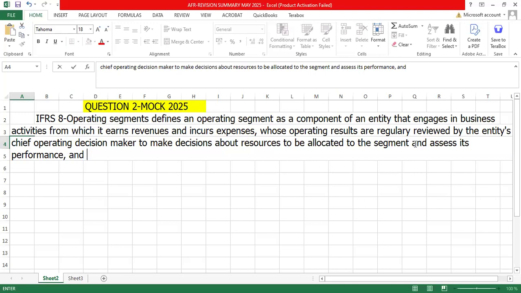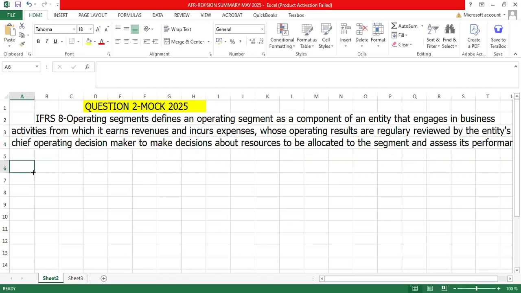Then finally, we can say, and for which discrete financial information is available. If I want information about that segment, can I easily get that information? If I want to know the revenue from that segment, can I easily get it? If I want to know the assets allocated to that segment, can I easily get it? That is all about the operating segment.